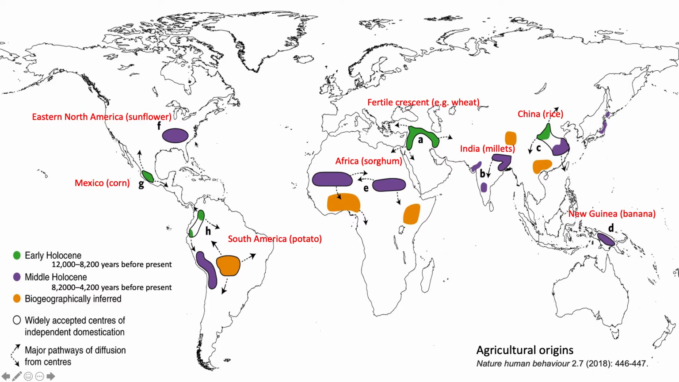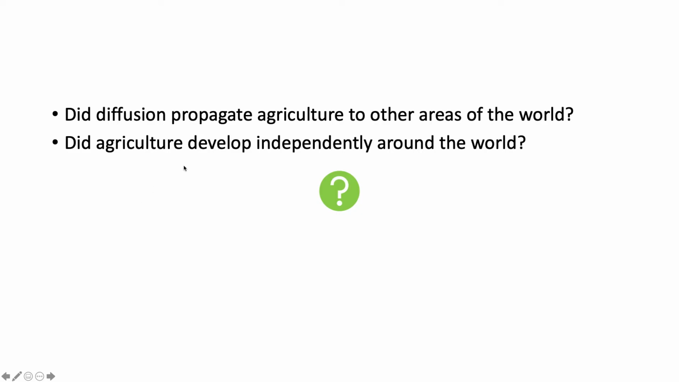So those are the ones that are widely accepted centers of independent domestication. And the arrows show us the direction of diffusion from the center. So let's answer this question. Did diffusion propagate agriculture to other areas of the world?